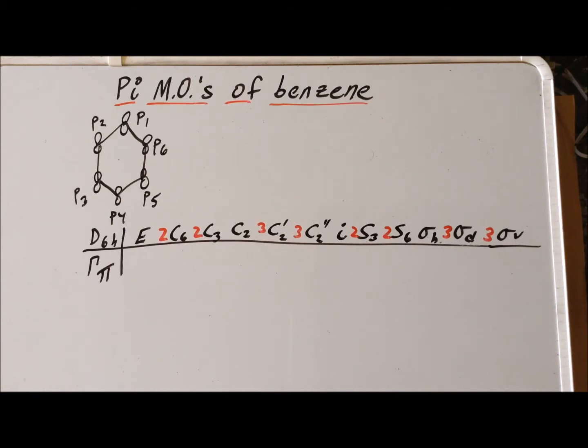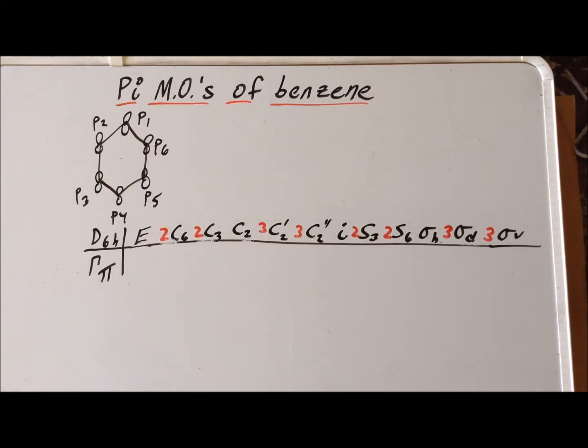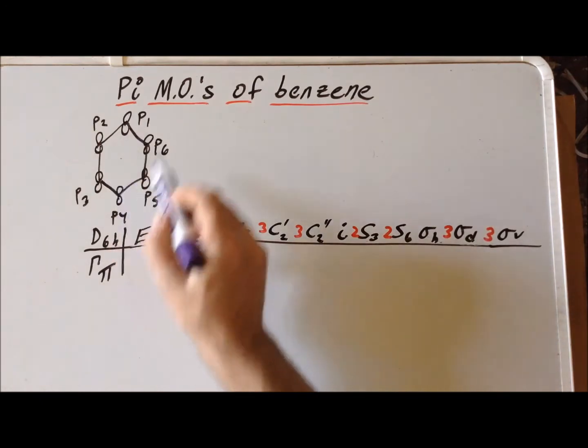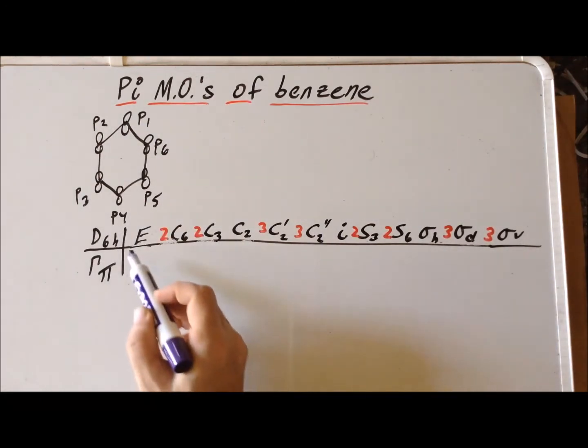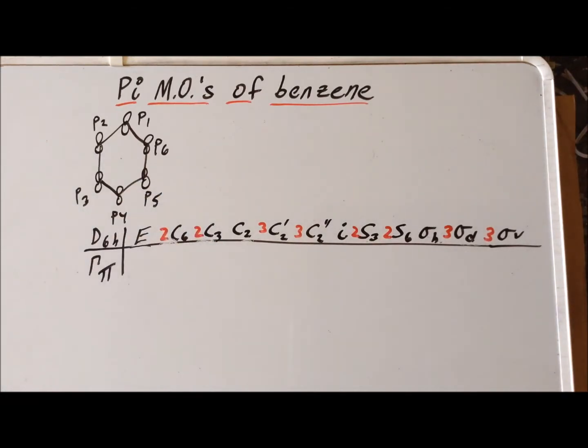Our first step is to derive a reducible representation for the pi conjugated system. To find each of the characters for this reducible representation, we want to see under each class which of the p orbitals move, which ones don't move, and the character will be the number of orbitals that don't move under the operation. Our first operation is the identity. Since each of the orbitals doesn't move under the identity, our character here is going to be a 6.